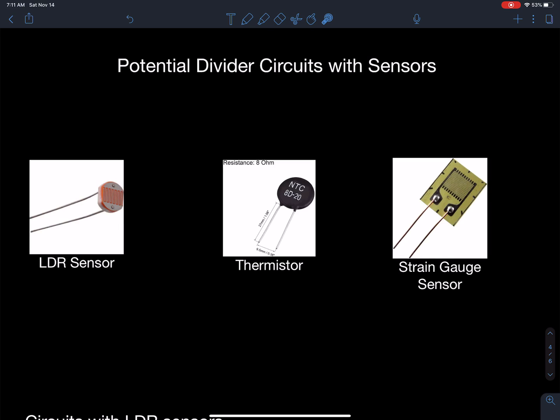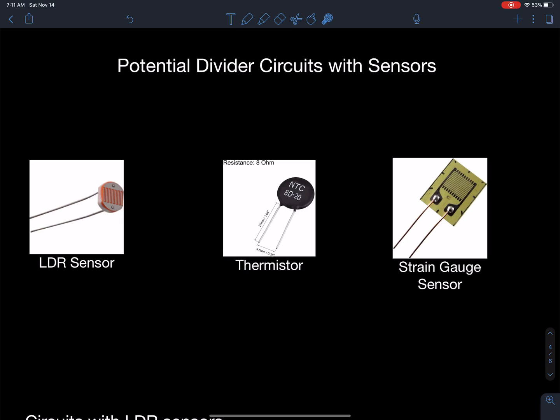Okay, in this short video, we're going to talk about potential divider circuits that I just showed you in the previous video, but we're going to add sensors into them. So how do sensors make smart circuits? These are the circuits that you see around that have lights that automatically turn on, or you have sensors that walk in front and they turn on an alarm.